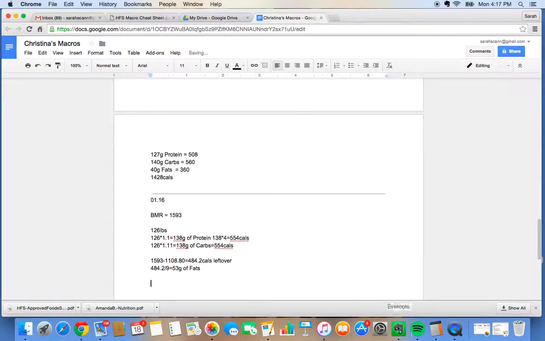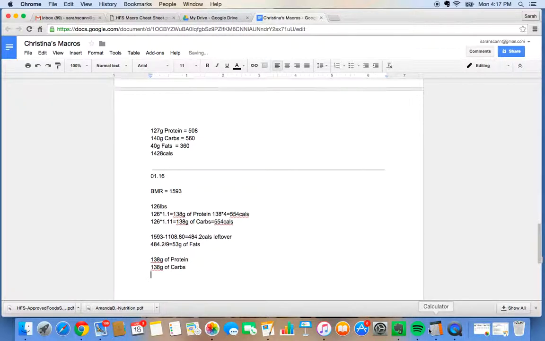So your totals on your resting days: if you didn't want to change up your macros, you simply wanted to eat at what your basal metabolic rate called for, you would want to consume 138 grams of protein, 138 grams of carbs, and 53 grams of fats. And so again, based on preferences, you could lower fats and increase protein, or lower carbs and increase fats, however you wanted to do it to reach that calorie goal of 1593.